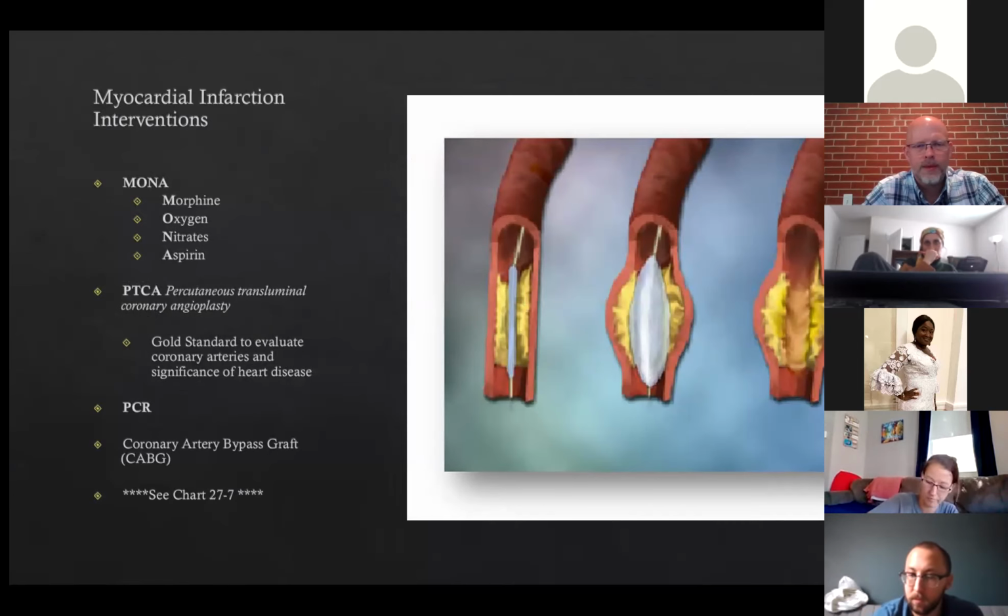Morphine. Morphine does 2 things. Reduces pain, obviously. Actually, kind of does 3 things. Also relieves some anxiety. And it also dilates the coronary arteries. So I'm going to give my patient morphine. I'm also going to apply oxygen, even if they're satting 98%. I want to get as much oxygen to that heart as possible. So put on the oxygen.